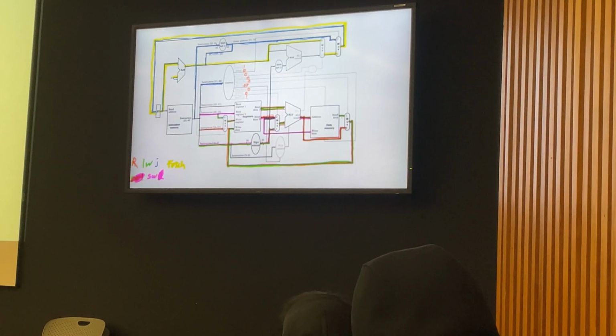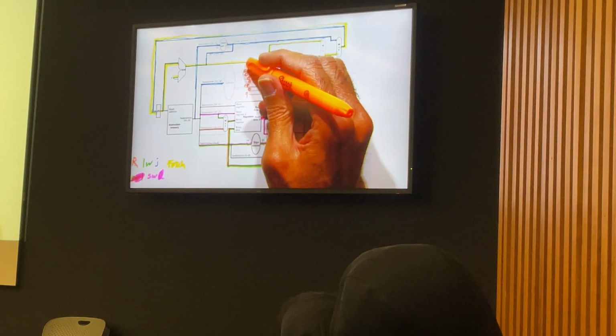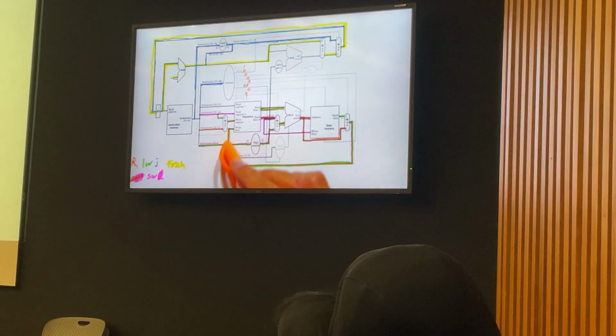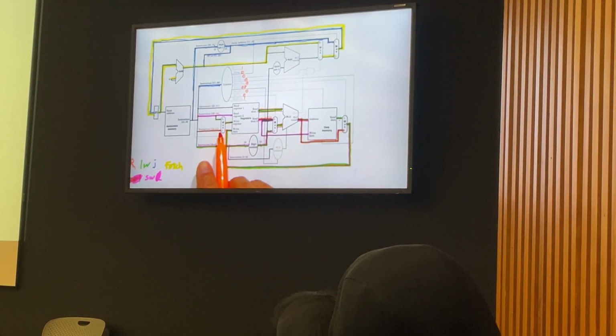Wait, why is the first one 1? You mean the top one at the top, reg dest? Yeah, when I follow the path, there's no orange. Actually, there is. This mux, you want to select bits 15 through 11 of the instruction. That's orange.